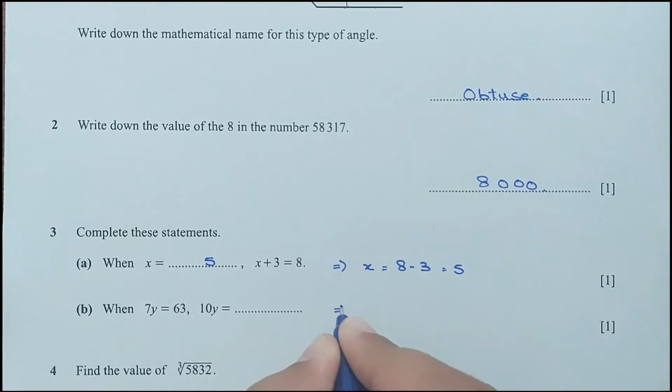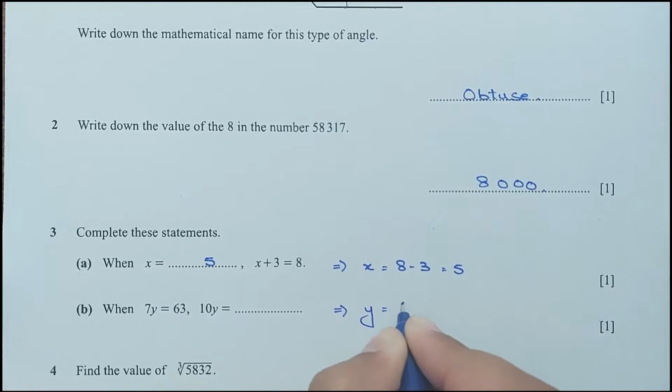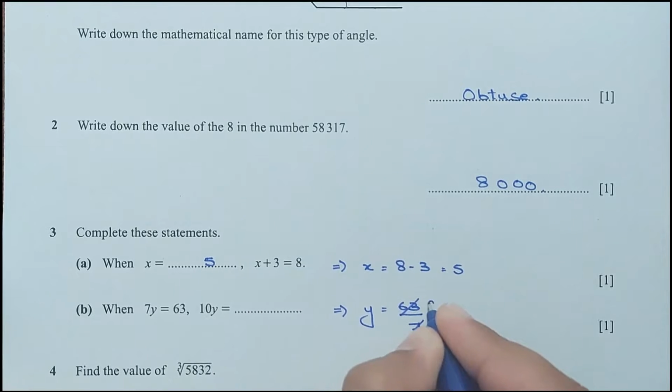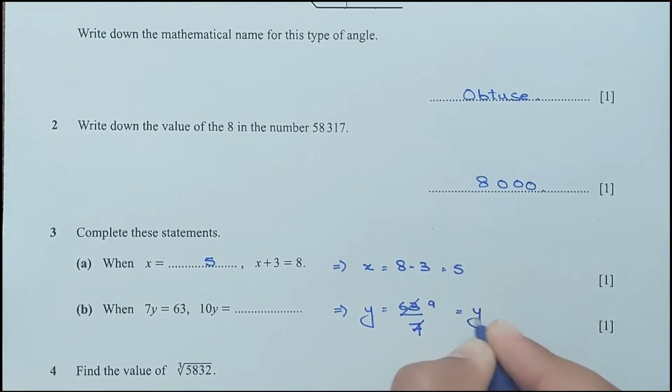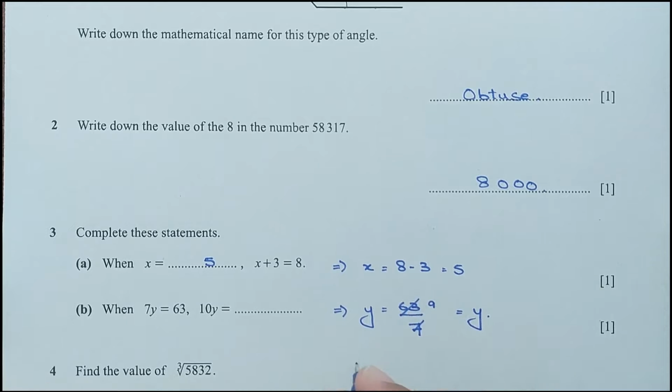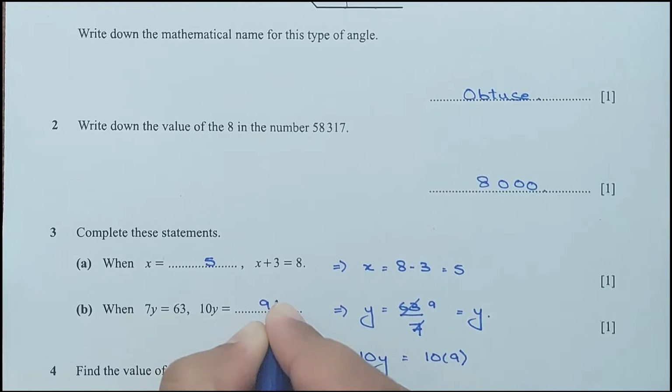Now for part B, when 7y equals 63, what is 10y? So first we have to solve for y. y equals 63 over 7. So 7 times 9 is 63, so the y value is 9. So 10 times y is 10 times 9, that is 90.